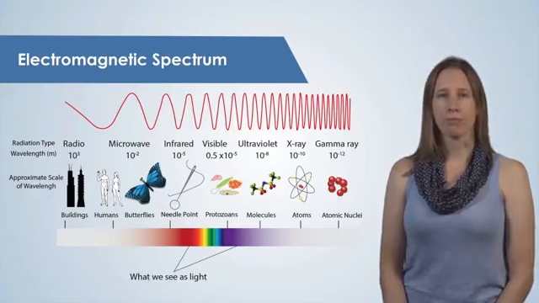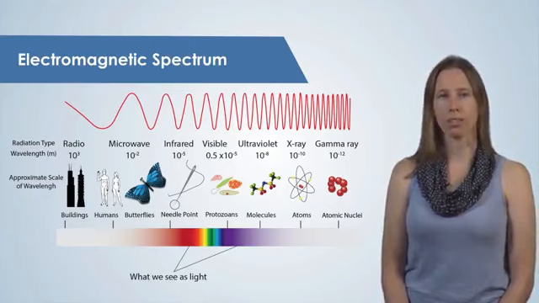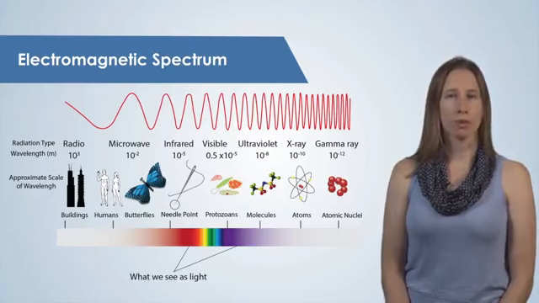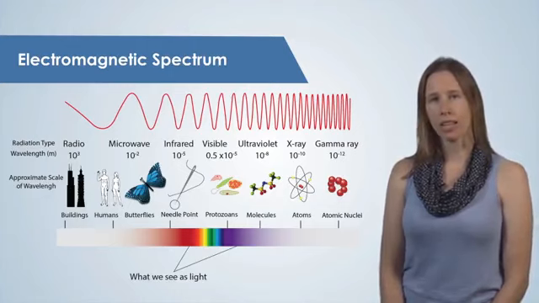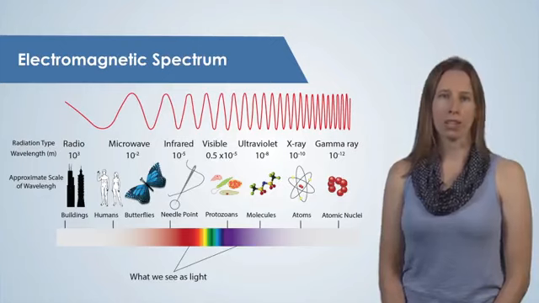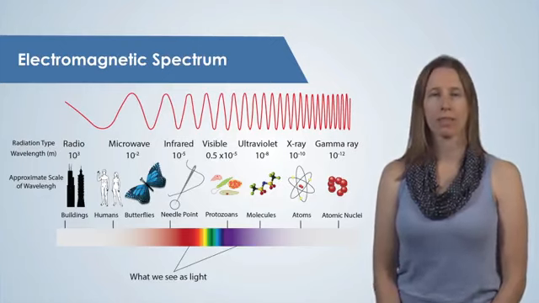In this diagram, you can see that electromagnetic radiation has a wavelength associated with it. Visible light falls in the wavelength range between 400 nanometers and 700 nanometers. In this video, we will talk about the types of radiation that are commonly used to characterize materials.